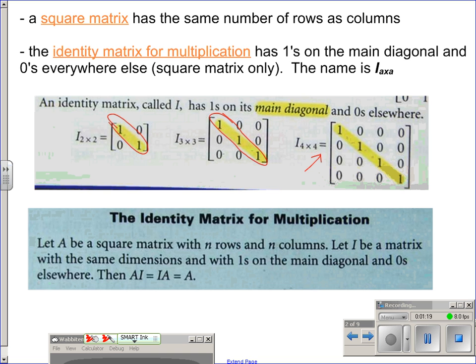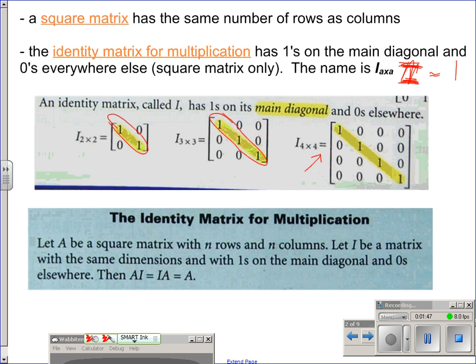If you relate matrices and numbers, the identity matrix I is equivalent to the number 1. Meaning, if you multiply a number by 1, you get the same number. 5 times 1 is 5. This is supposed to be an I. My board's not working very well. That looks even worse. It's the letter I, capital letter I.